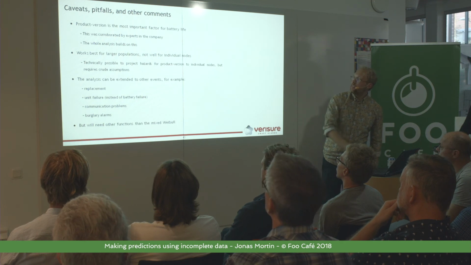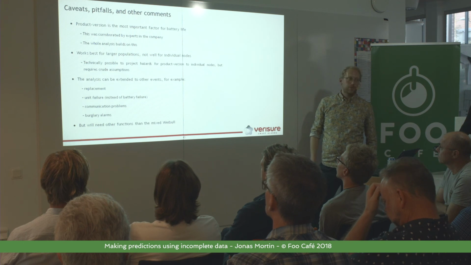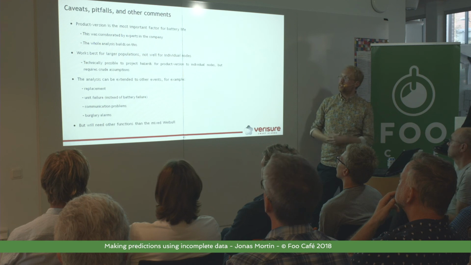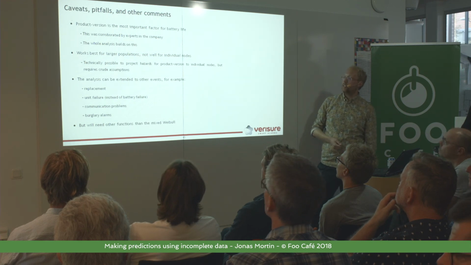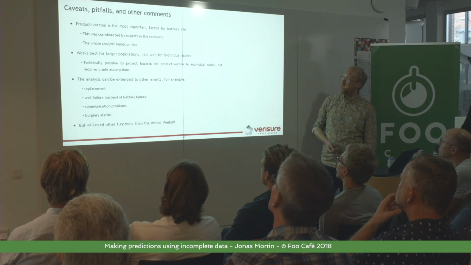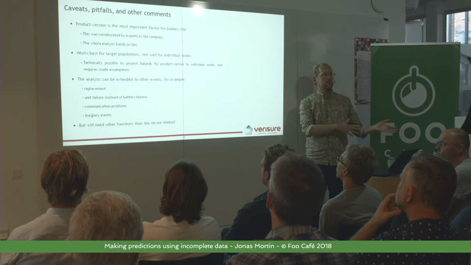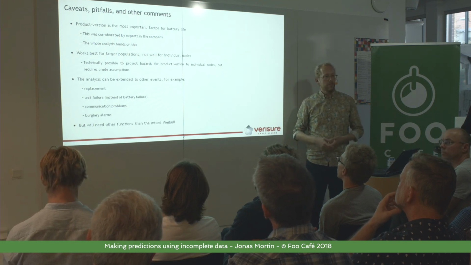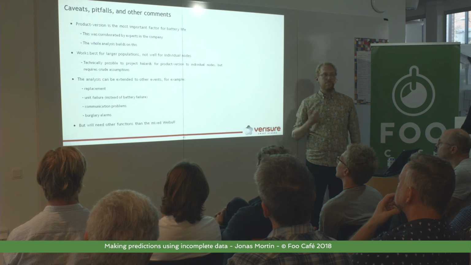So a few comments on this, just caveats and pitfalls and so on. The product version, I haven't talked much about it because it's kind of unnecessary detail, but the version of each product is the most important factor for battery life I've found. I found it in a pretty extensive analysis because the whole analysis builds on it. But you could really slice on some other dimension that is the most important factor. If you don't have one or two factors that are much more important than the others, this is not a good way to do it.